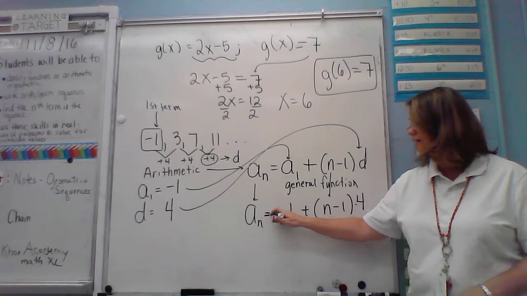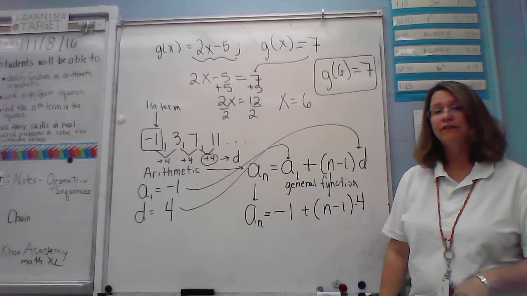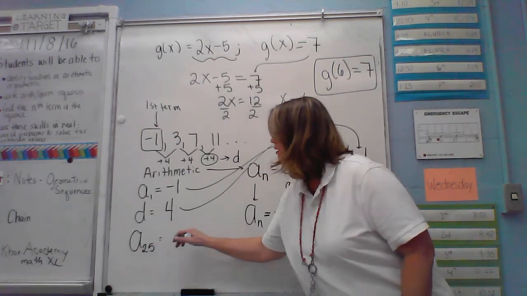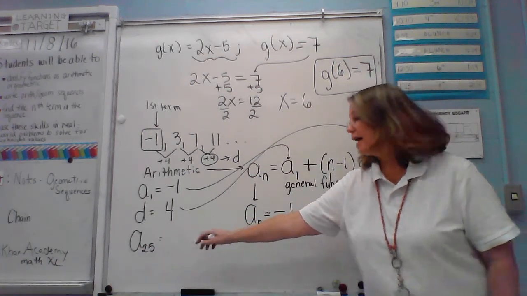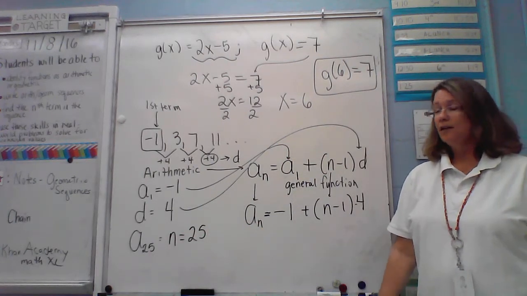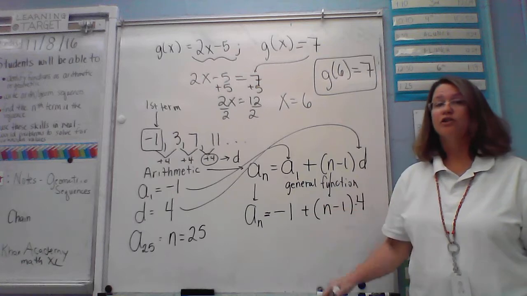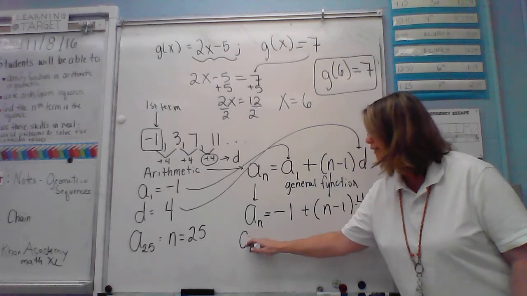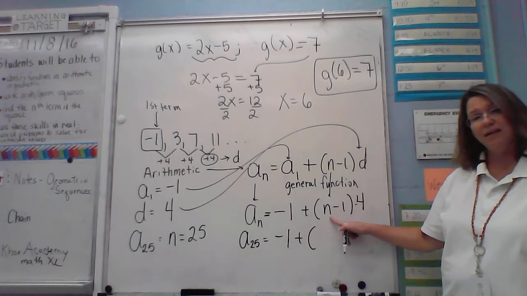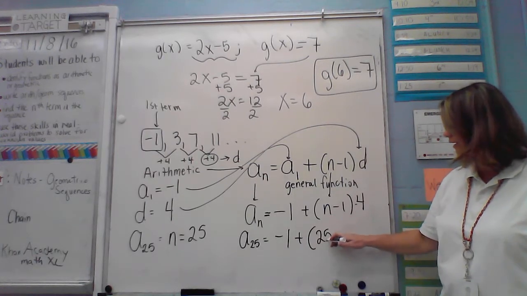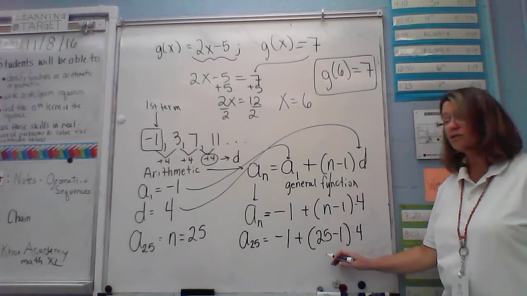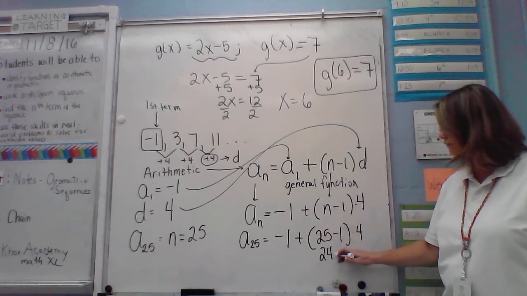Now the last thing is it says find the 25th term. So you are literally trying to find A sub 25. That means to me that n has now turned into a 25. So all these n's that you see are going to turn into 25s. So we have A sub 25 equals -1 plus, what's n again? Oh, 25 minus 1 times that 4 on the end. What's 25 minus 1? 24.